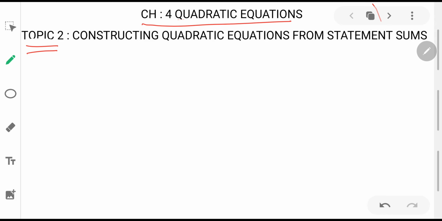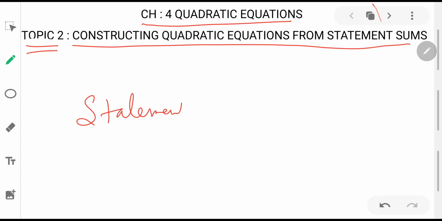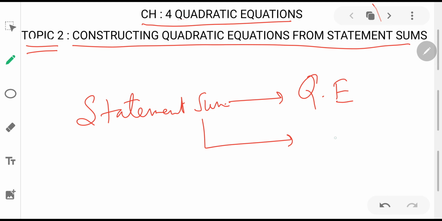So today's topic of discussion is constructing quadratic equations from statement sums. That means a statement sum will be given and you need to convert that statement sum into a quadratic equation, that means into the form ax square plus bx plus c equals to 0. Now, what do we mean by statement sum?